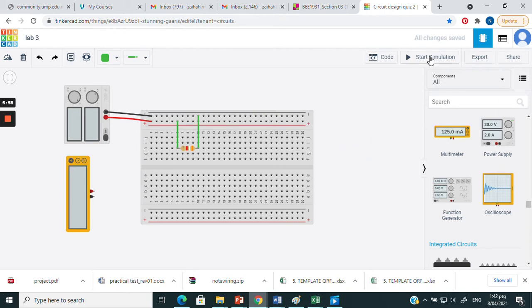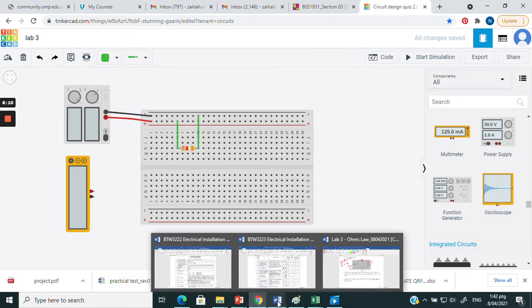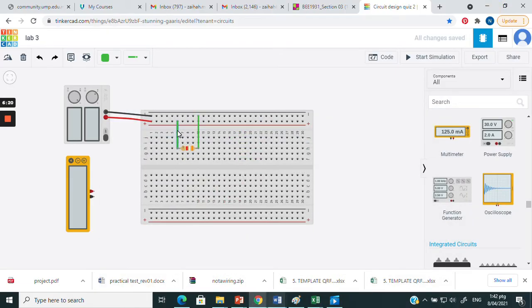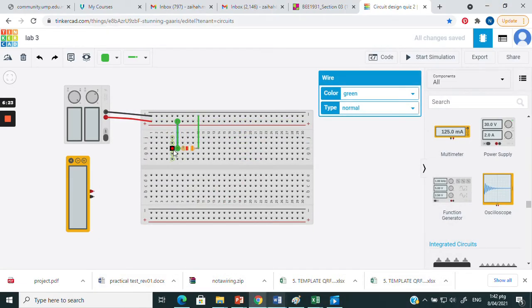Then we should connect the multimeter. You need to connect the multimeter in between. As I said before, you need to put the multimeter in between this line. So where is this line? In between the positive power supply and the first leg of the resistor. So this line is here. This is the positive power supply. This is the first leg of the resistor.